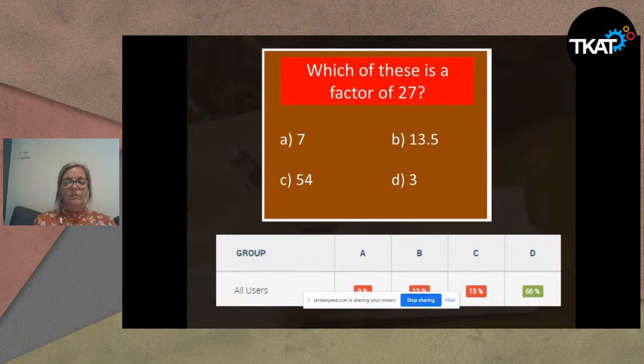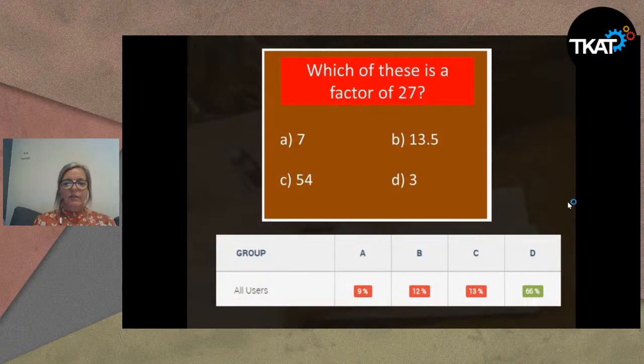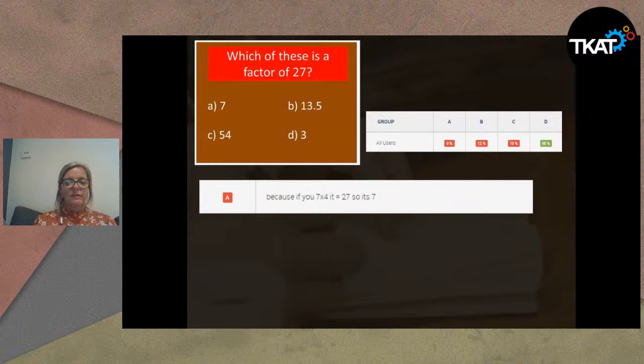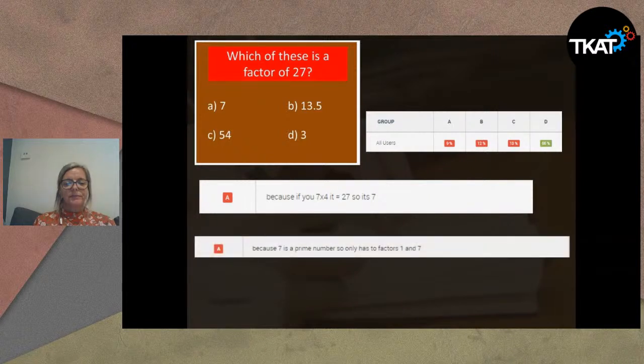And again, your answers will tell you something. So obviously the majority get the correct answer as 3, being a factor of 27. But what's interesting to see is your wrong answers and where the misconceptions lie. Because some people think differently. And this person's getting confused with their prime numbers as well.